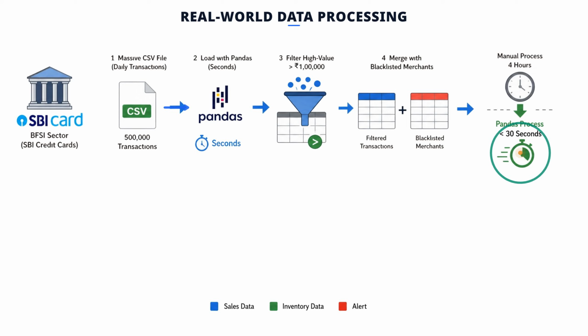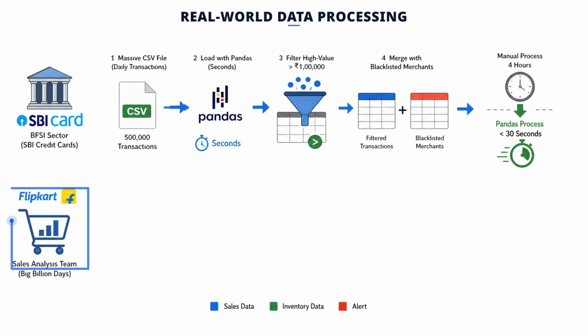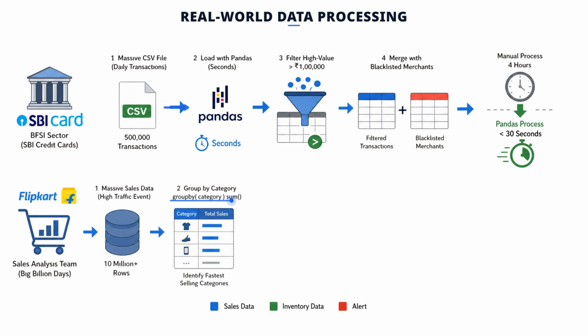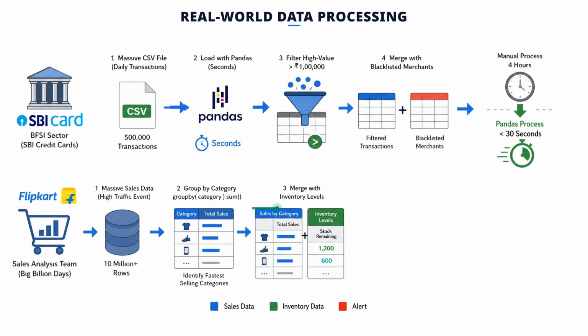Now let's switch gears and look at an e-commerce scenario. Flipkart's sales analysis team relies heavily on Pandas during massive high-traffic events like their Big Billion Days. You're dealing with an enormous scale of information, often processing well over 10 million rows of product sales data. By using the command GroupBy they can rapidly aggregate all that information and identify exactly which product categories are selling the fastest.